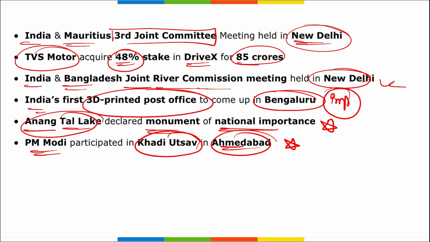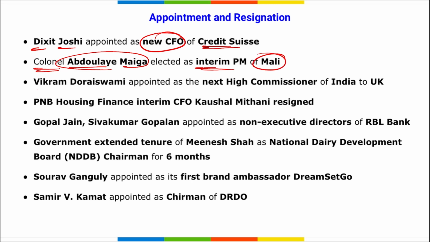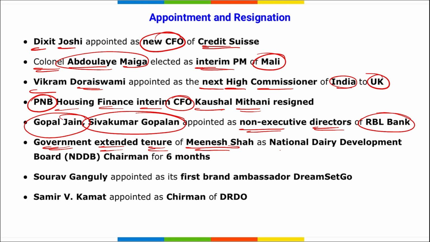In Ahmedabad. Mark this. Moving on to some more appointments. Dikshit Joshi has been appointed as the new CFO of Credit Suisse. Colonel Abdoulaye Maiga has been elected as the interim Prime Minister of Mali. Vikram Doraiswami appointed as the next High Commissioner of India to the UK. PNB Housing Finance interim Chief Financial Officer Kaushal Mithani has resigned. Gopal Jain and Shiv Kumar Gopalan have been appointed as non-executive directors of RBL Bank. Government extended the tenure of Manish Shah as National Dairy Development Board Chairman for 6 months.